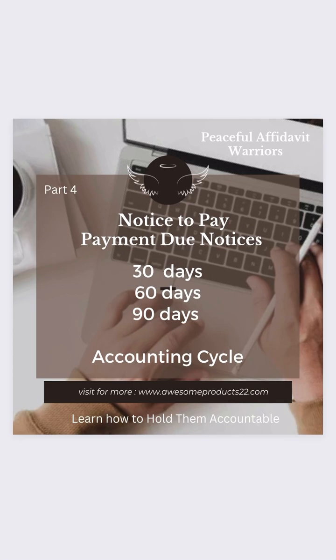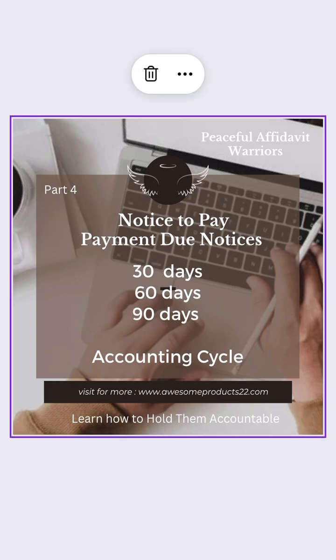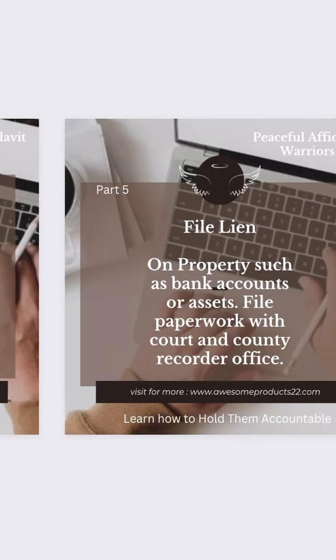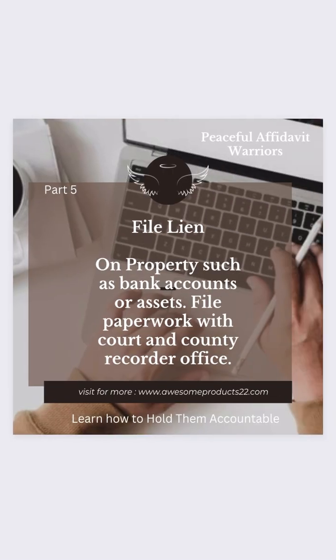The next part is once you get them in default, since you sent them a bill already, you're going to tell them again, hey, now I got you in default, it's time for you to pay. So it's like you give them 30 days, 60 days, and then 90 days, and you send them the bill every time. And that is the regular accounting cycle that most people go by in America.